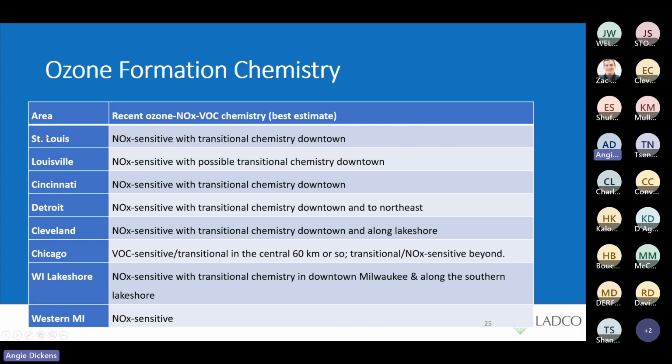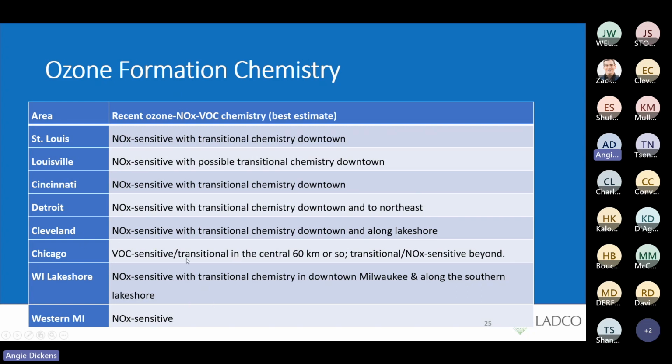So what we have for St. Louis, for example, we find that basically the whole St. Louis area is NOx sensitive with some transitional chemistry downtown. Most of the areas are like that. Louisville's like that, Cincinnati's like that, Detroit's like that. It's a little like transitional area to the northeast. Cleveland's like that, some transitional area along the lakeshore. Wisconsin lakeshore is NOx sensitive with transitional chemistry in downtown Milwaukee and some along the southern lakeshore. Western Michigan's all NOx sensitive.